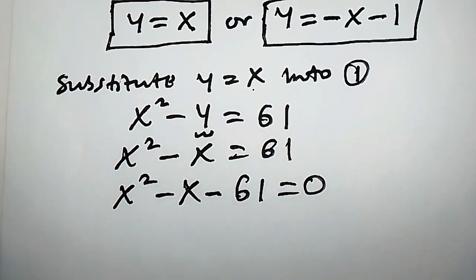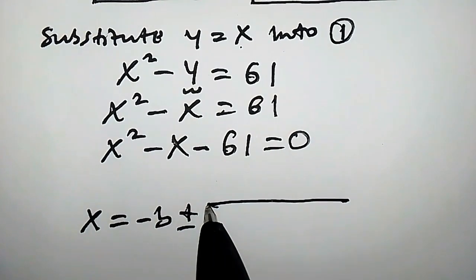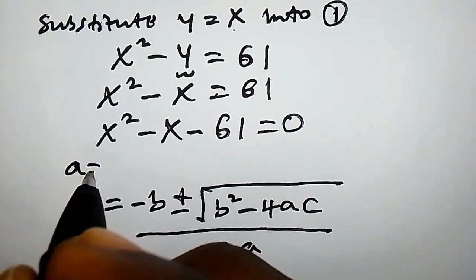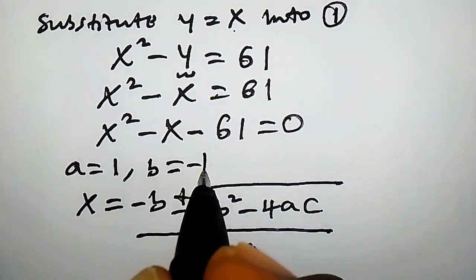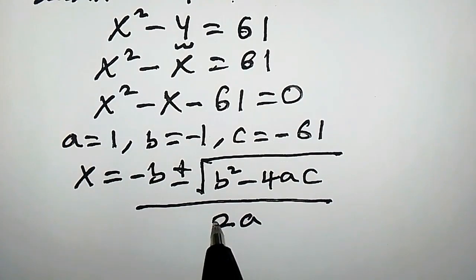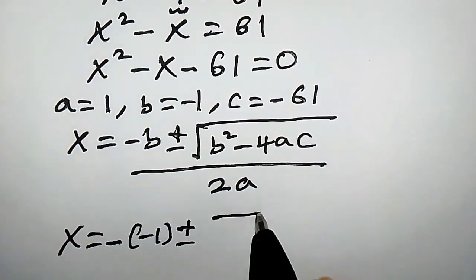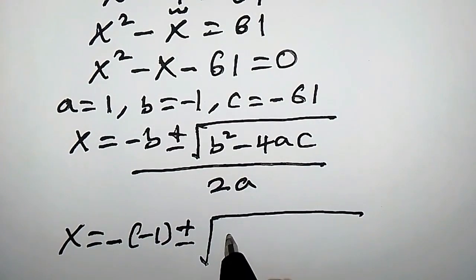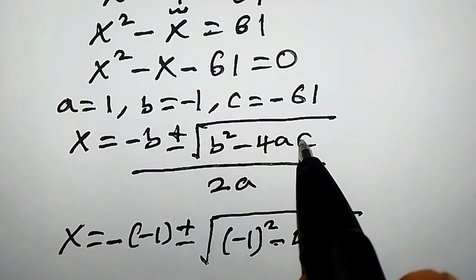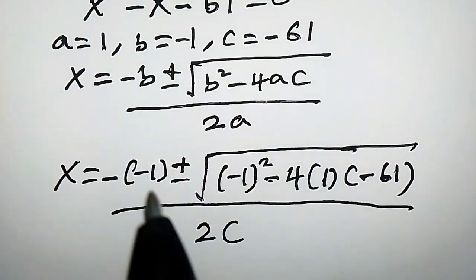This is a quadratic equation, and we can solve it using the quadratic formula. The quadratic formula says x is equal to minus b plus or minus square root of b square minus 4ac, divided by 2a. From this equation, a is equal to 1, the coefficient of x square, b is equal to minus 1, and c is equal to negative 61. What we need to do now is to plug in these values into this right hand side. x is equal to minus, what is b? b is minus 1, plus or minus square root of b square. b is negative 1. That will be minus 1 all squared, minus 4 times, what is a? a is 1, times, what is c? c is minus 61. Everything divided by 2 times, what is a? a is 1, so we have 1 here.